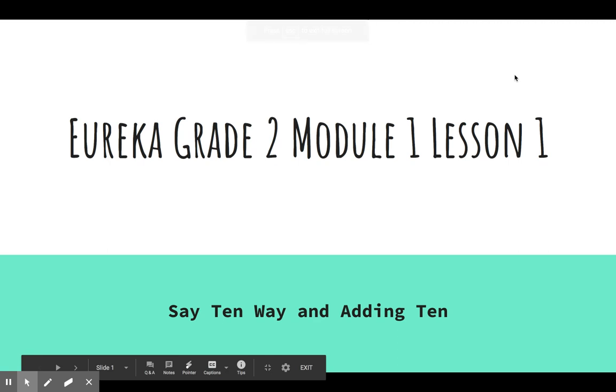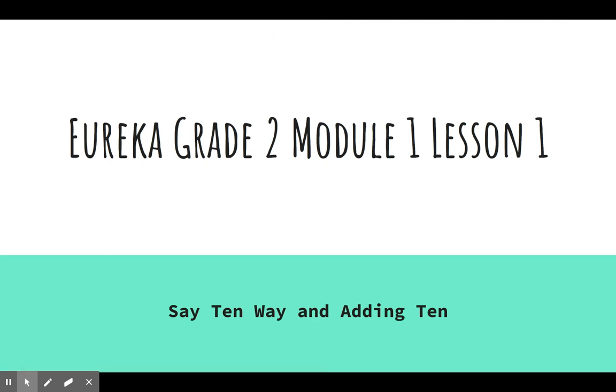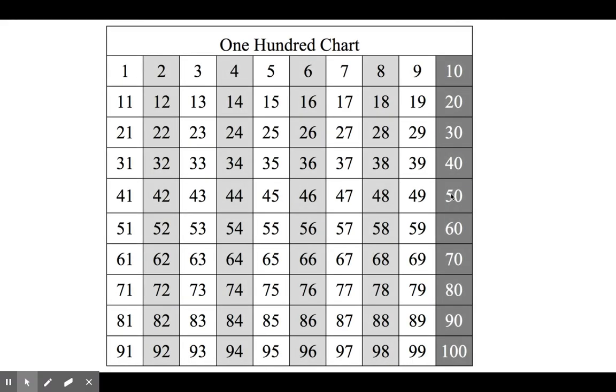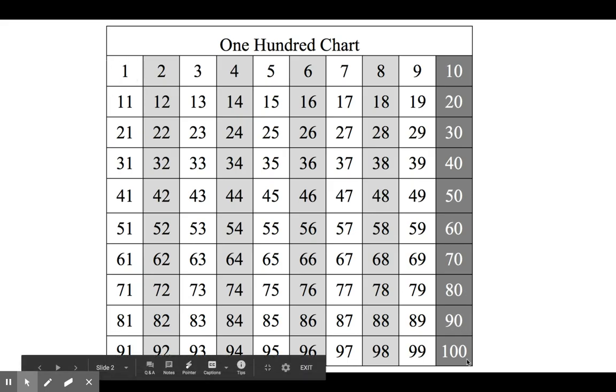Okay, boys and girls, today is Module 1, Lesson 1. We're going to be working with the Say 10 way and adding 10. Here we go. This is the hundreds chart. You probably remember this from kindergarten and first grade. It's a way to organize numbers from 1 to 100 in rows of 10.